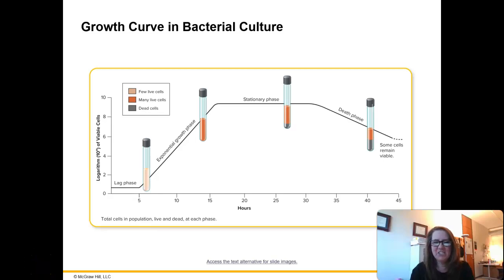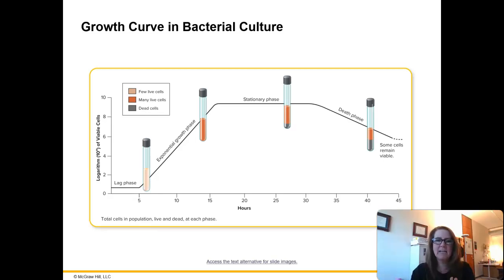So essentially what had happened is at the stationary phase, the cells had reached carrying capacity. So they're hanging out, just kind of chilling, not a lot of growth at this point. And essentially what happens with bacteria in a closed environment is that they've reached carrying capacity and then they die off. So there's this death phase. Now, do all the cells die in the culture? No, there will be some in that culture.